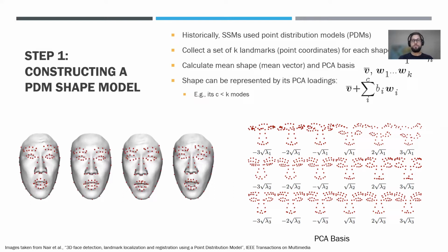The way that PDMs work is that you collect a set of K landmarks for each shape. Here, for visual clarity, I'm showing a non-medical example, a human face. For each shape, you'd collect, say, a landmark, the tip of the nose. That might be one landmark for every shape. Each landmark is associated with three coordinates, X, Y, Z. And so you take all K of those and flatten them into a 3 times K vector.